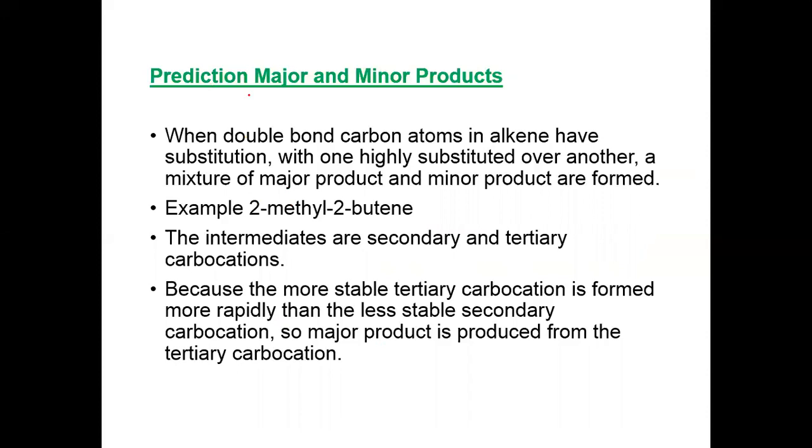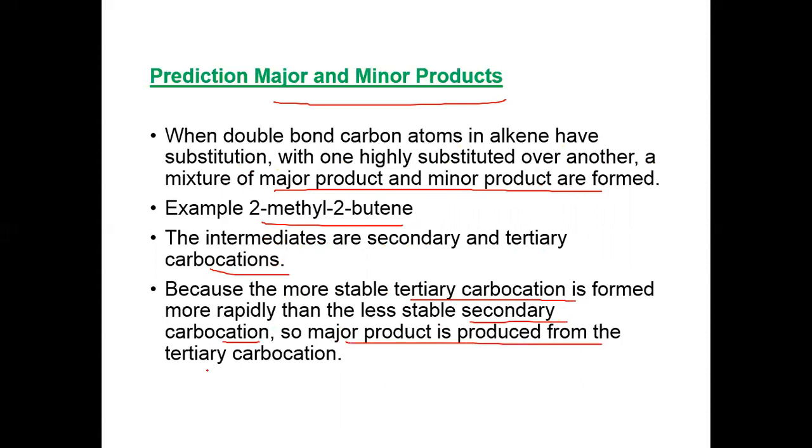Okay. How do you predict the minor and major product? When the double bond carbon atoms in an alkene have substitution with one more highly substituted than the other, a mixture of major and minor products is formed. Example, the 2-butene we did earlier. The intermediates are secondary and tertiary carbocations. Because the more stable tertiary carbocation is formed more rapidly than the less stable secondary carbocation, the major product is produced from the tertiary carbocation. Okay, don't understand?